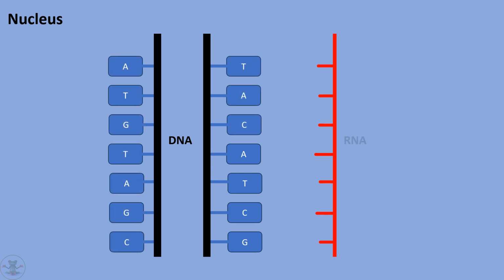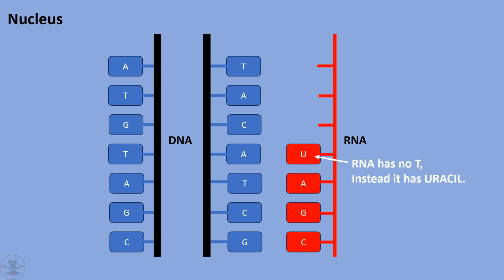We also have a single strand of RNA. It has the same 4 bases except for the T. In RNA, thymine, the T, is replaced by the letter U for uracil. You should also note that in RNA, G always matches up with the C on the DNA. U matches with A, and A matches up with T.